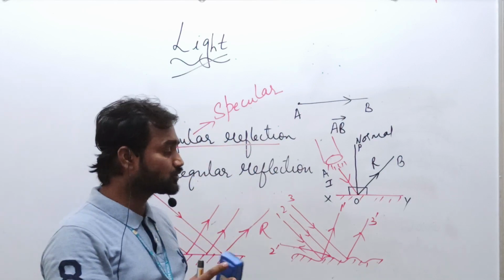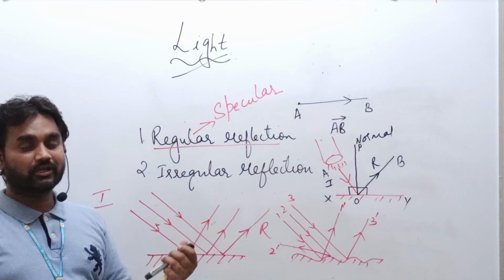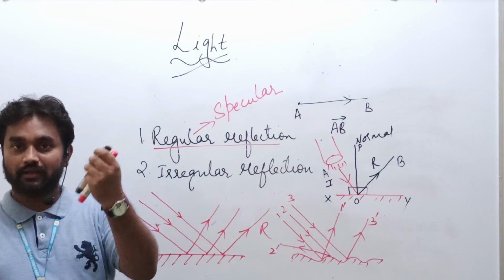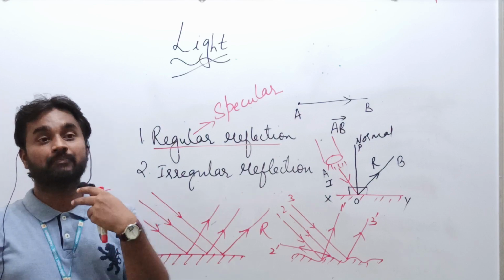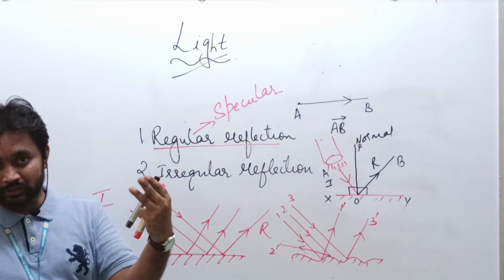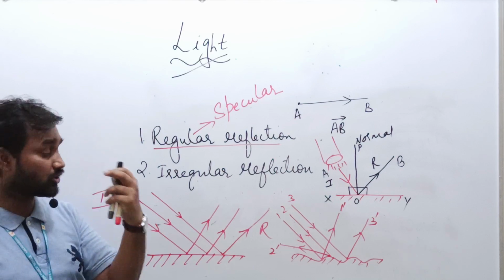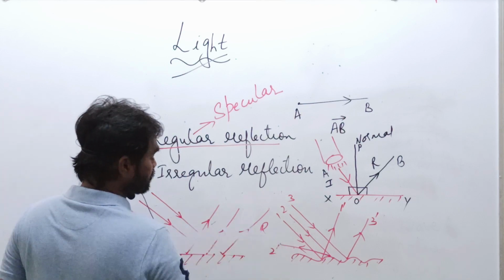Hope this is easy to understand and to make others understand, like why you are able to see the image in a plain mirror or in shiny objects, but not on other surfaces, like when you look at your face on the door, or onto the window pane, or onto the walls. It's because of irregular or diffuse reflection. So hope this topic is also clear to you.